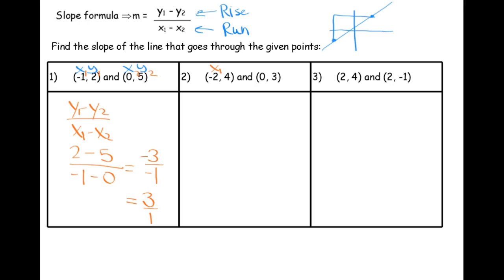So this is x1, y1, x2, y2. And again, with the formula first. And that equals 4 minus 3. And then negative 2, again, minus nothing. And that is 1 over negative 2. I don't like to leave my negative at the bottom. I don't know why. I like to just bring it out front. So I'm going to make my answer negative 1/2.